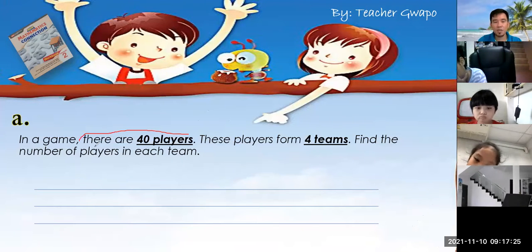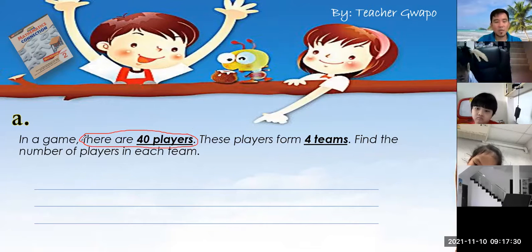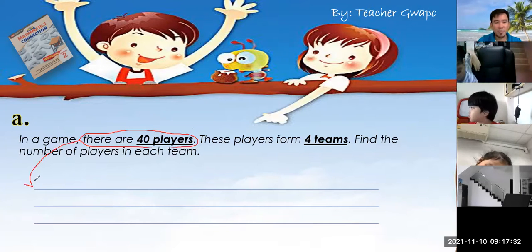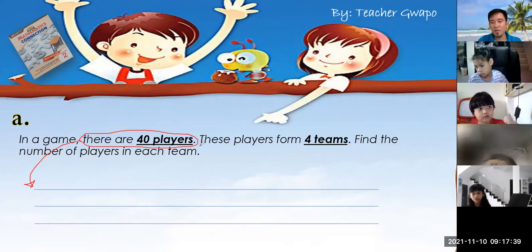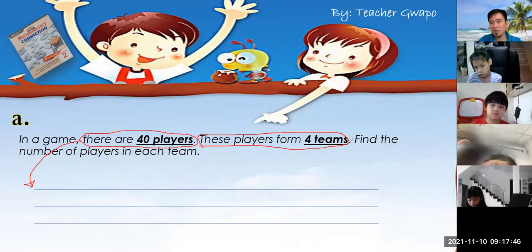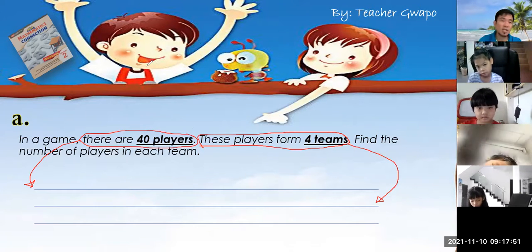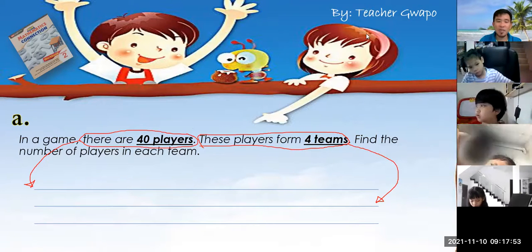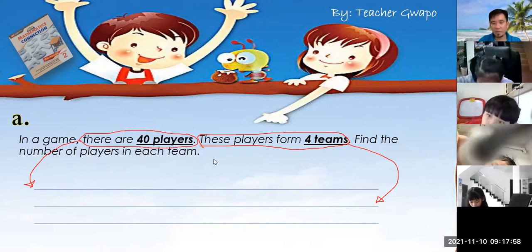We will write this in the first line in your book: there are 40 players. And then these players form 4 teams. We will write this in the second line. The question here is, we will find the number of players in each team.